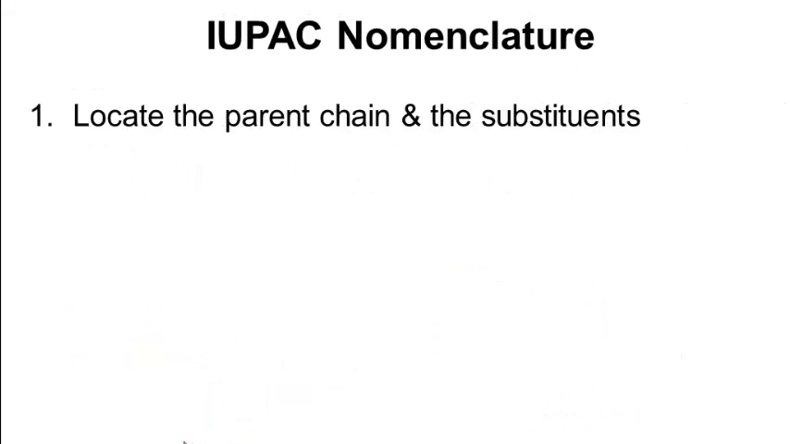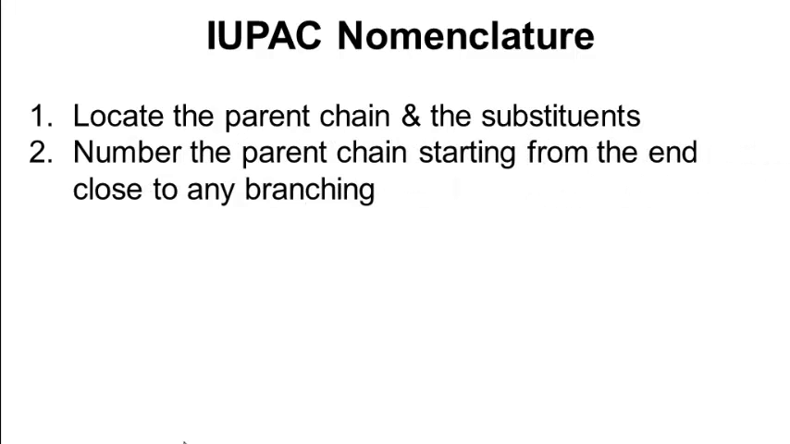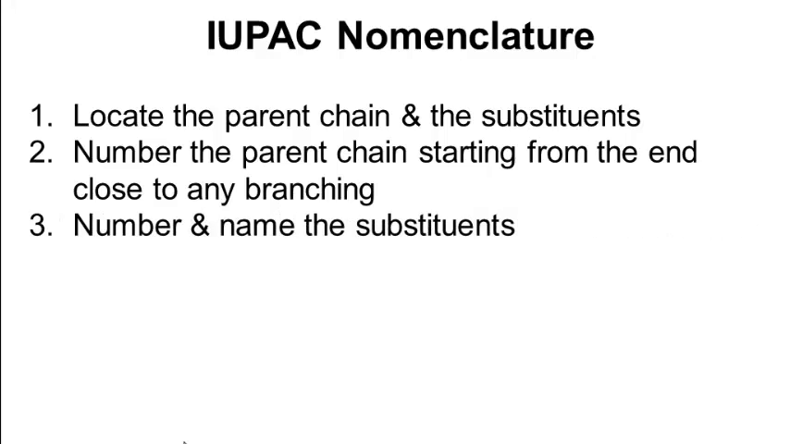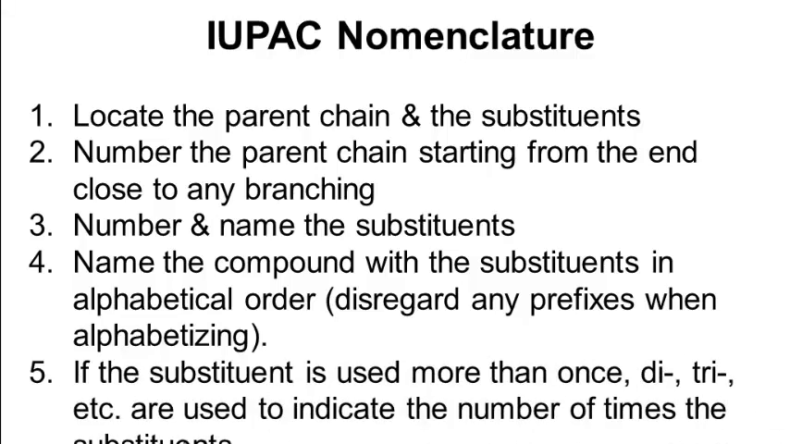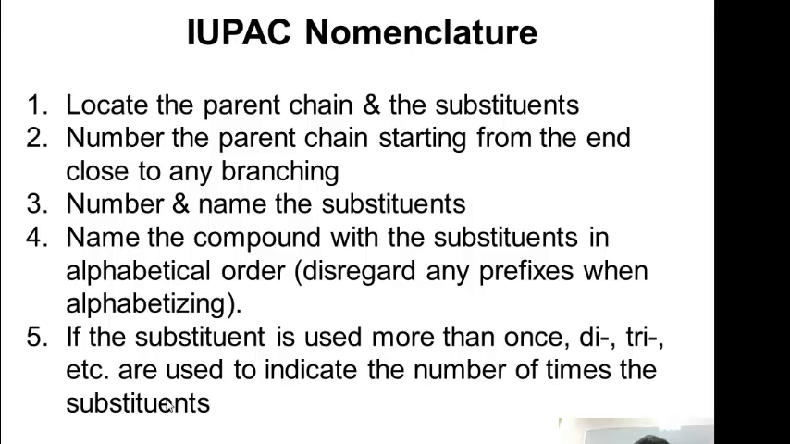Well, first of all, here's the steps of naming. So locate the parent chain and number the substituents. Now you want these substituents to have the lowest numbers possible. So number the parent chain starting from the end close to any branching. That's rule number 2. Rule number 3, number and name the substituents. Remember, substituents are things that are attached to the parent chain. And so the last thing is name the compound with the substituents in alphabetical order, disregarding any prefixes when you're alphabetizing. So here we go. And if the substituent is used more than once, we use a prefix di, tri, and tetra.